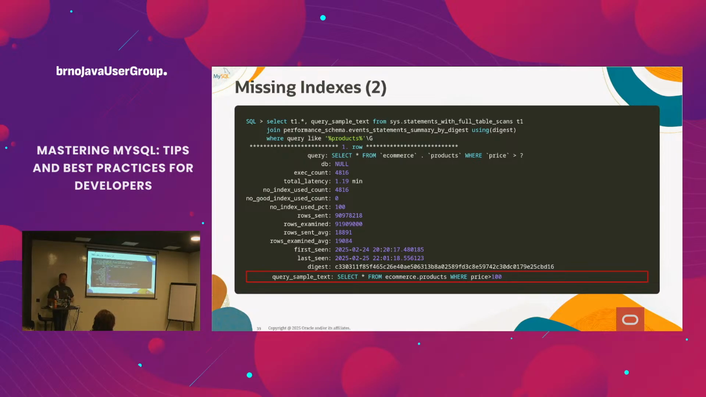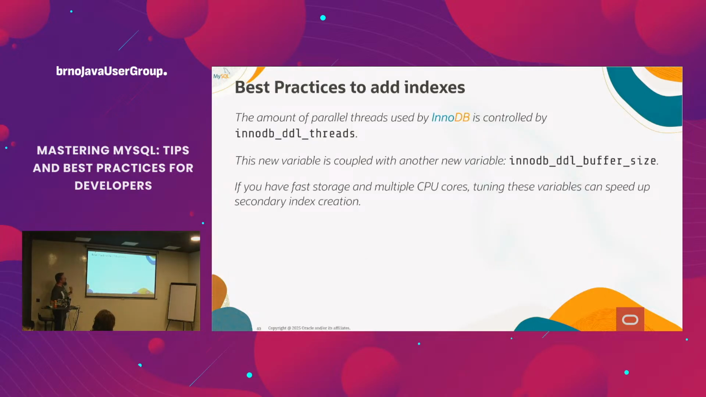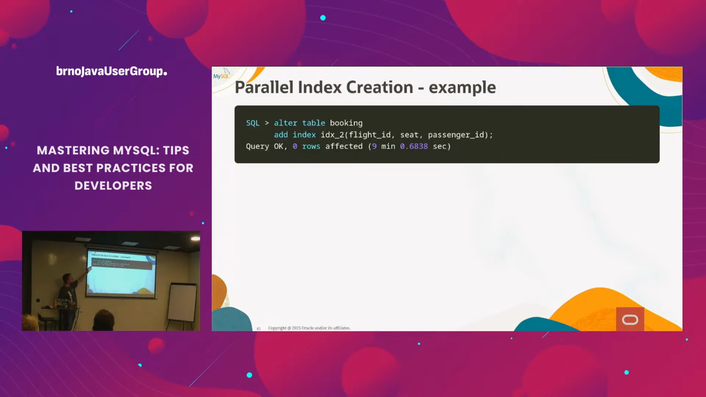As a developer, most of the time you don't really care, but this is more a slide for DBAs. It is possible. I won't go into all the details, but there are some variables that will help us, and if we tune them, we can make it faster. For example, here, with the defaults, I do an ALTER TABLE booking, and I want to add this compound index. As you can see, it took 9 minutes to create that index. It was not a very big table, but not small either, and it's on my laptop. But 9 minutes, can we improve that?